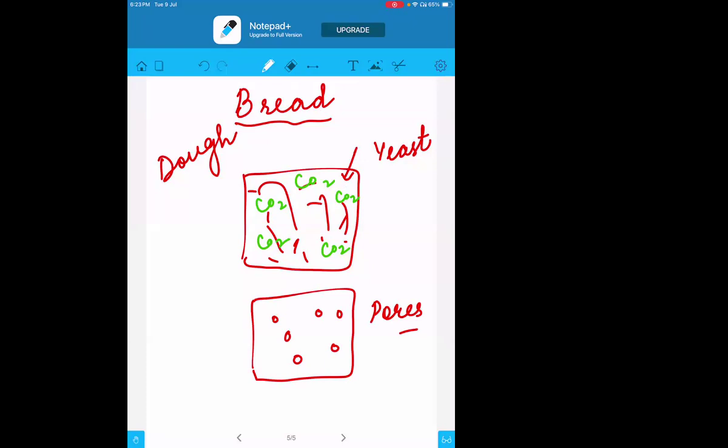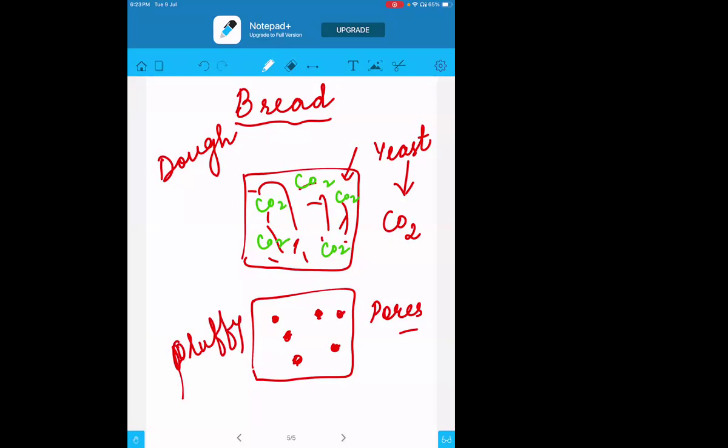Yes, ma'am. So those tiny pores are because of the yeast. Because what are they doing? Continuously, they are releasing CO2 gas. And because of the release of CO2 gas, the area where the gas is present becomes a pore. A hole will form. That is the reason it becomes fluffy in nature also.